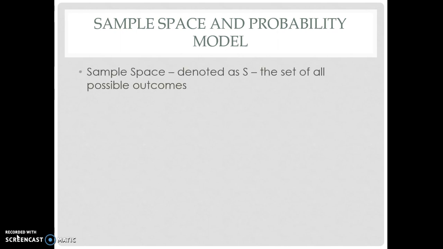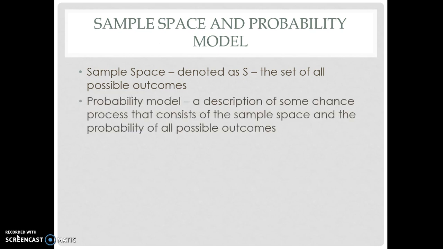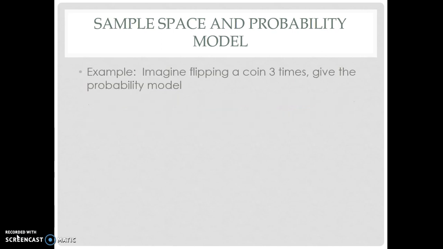A sample space, which is always denoted as a capital S, is a set of all possible outcomes. The probability model is a description of some chance process that consists of the sample space and the probability of all possible outcomes. So you have a sample space and you have the probability model, and the probability model describes the probability of all the possible outcomes.